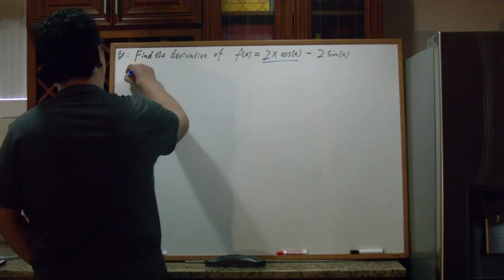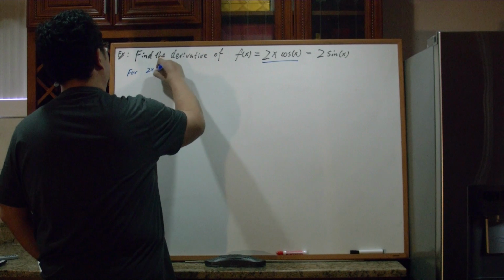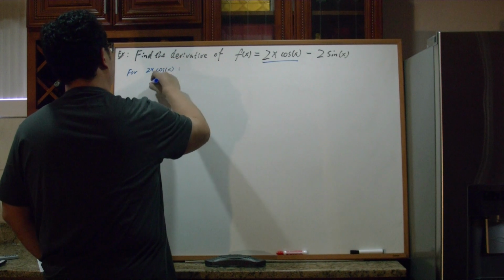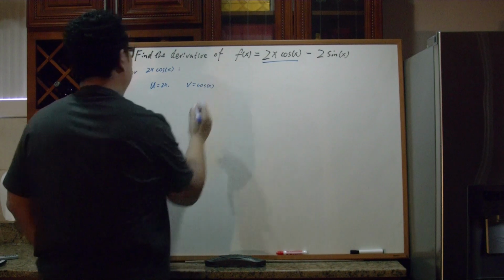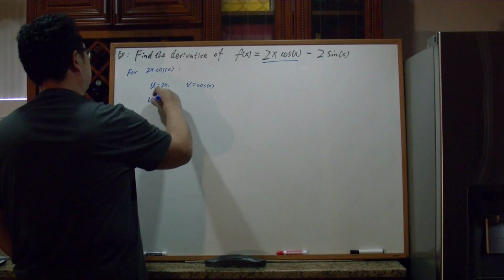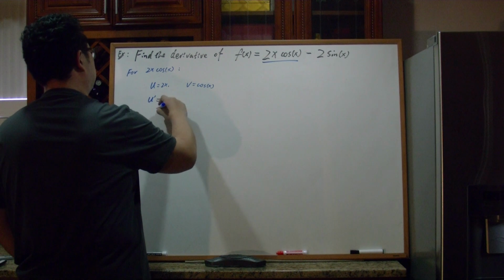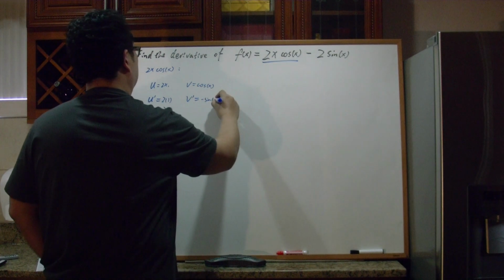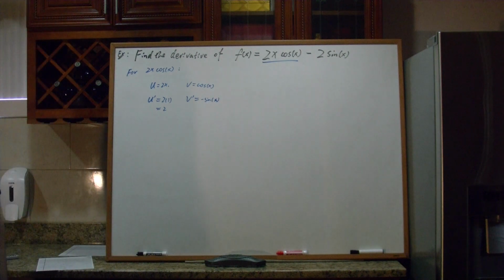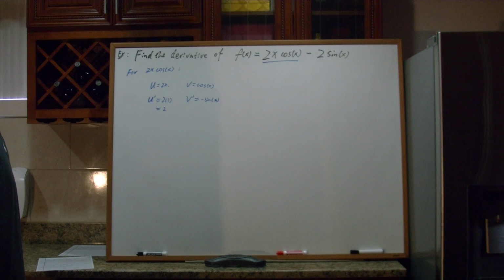Right? So for the expression 2x cosine x, u is 2x, v is cosine of x, the first and second. So u prime will be 2 times 1, which is 2. v prime is negative sine of x. I hope you still remember the property, or at least try to memorize it, or at least have it on the side of your material. You should have it somewhere.